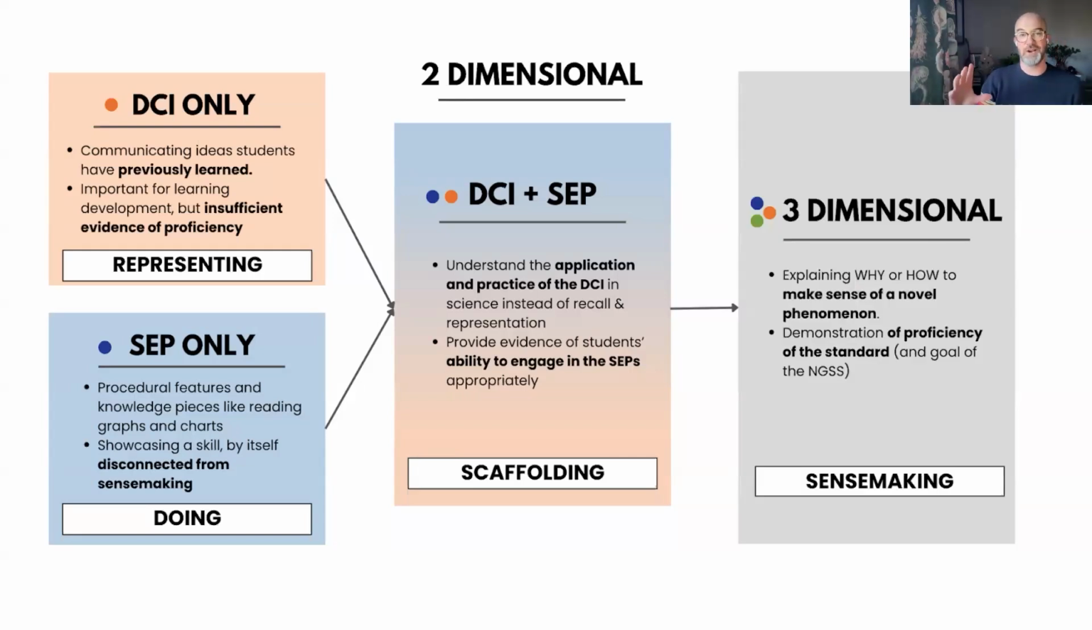And so for sense making now, you have the cross-cutting concept, the SCP and the DCI. Previously, we've been neglecting the cross-cutting concept. I want to say, can you pull all these things together and explain a novel phenomena? And that's what we want students to do. That's what sense making is, that explanation of a novel phenomena.